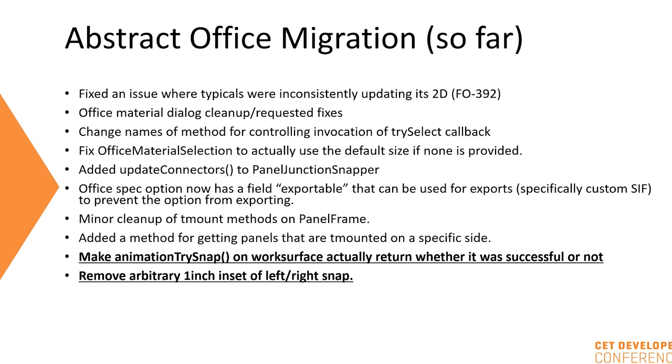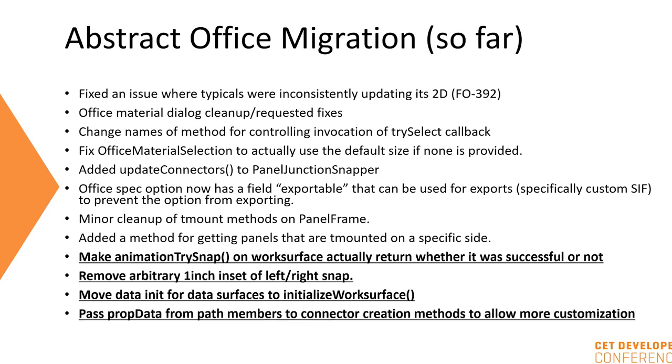And there is load code. If you were relying on that functionality, there is load code in Abstract Office to handle that automatically. For data-driven Office, we moved the initialization of data for the data surface classes to initialize work surface. And then for work surface path members, we're taking the prop data that we introduced in 10.5, and we're passing that now all the way through the connector creation process to allow for more flexibility and customization with that system.